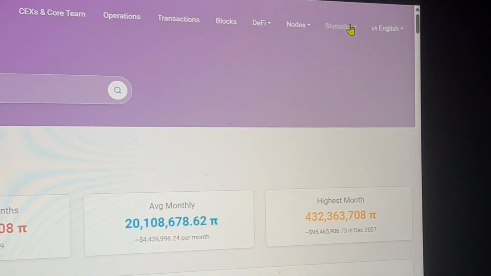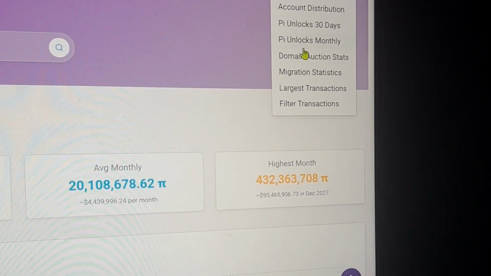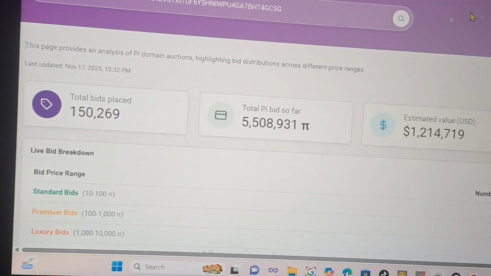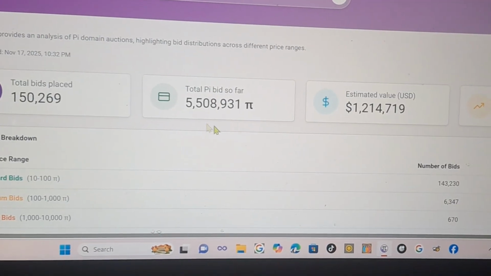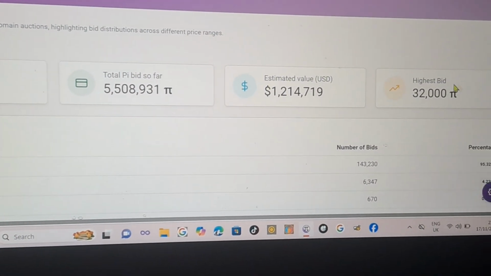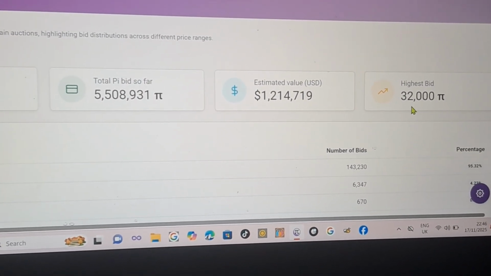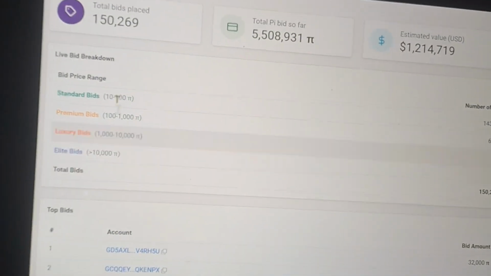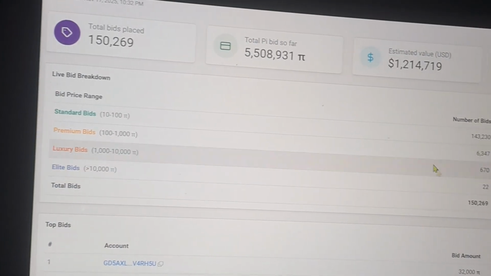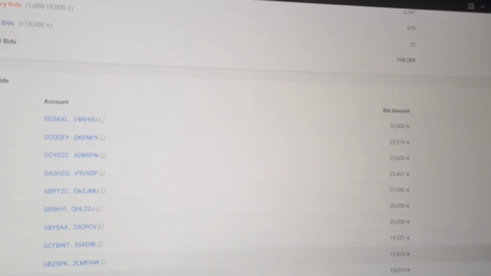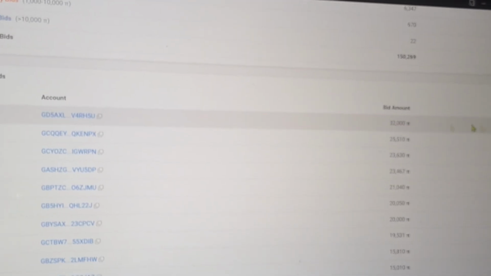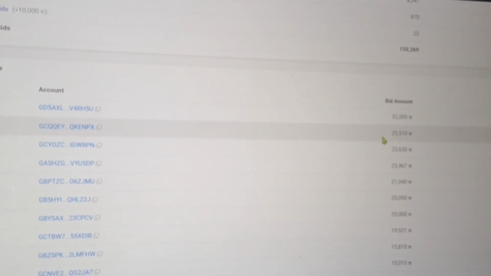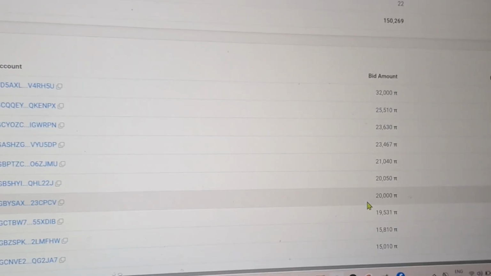Okay, let's go back to statistics again and see domain auction stats. So for the domain auction stats, we have the total bids placed, the total bid so far, and the estimated value, and the highest bid is here. So the highest was the 32,000 Pi. So these are the categories of bids according to the number of Pi placed in those bids, and the accounts that are holding the highest bids. So the bid amounts, you can see this is the leading with 32, followed by 25, that way downwards.